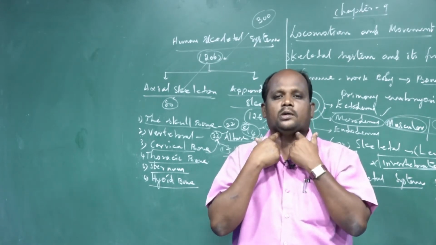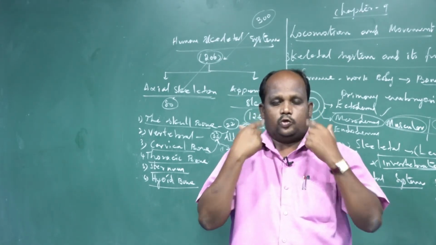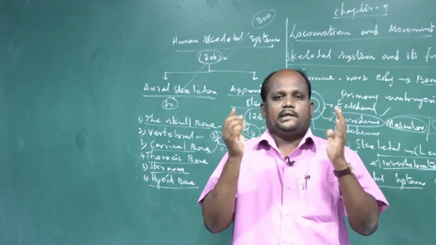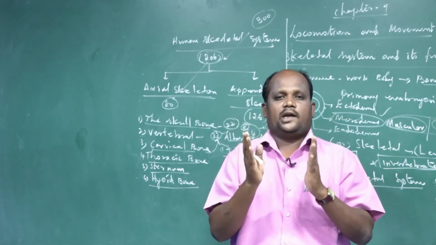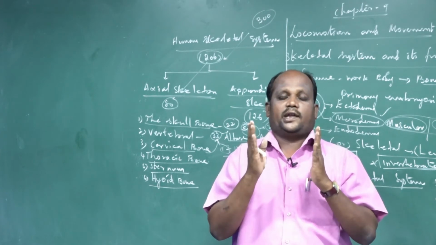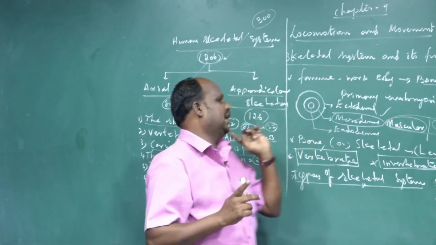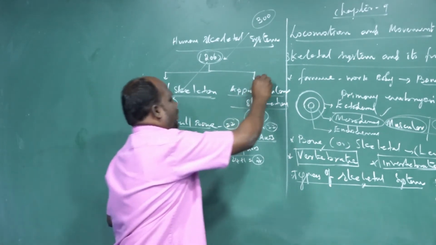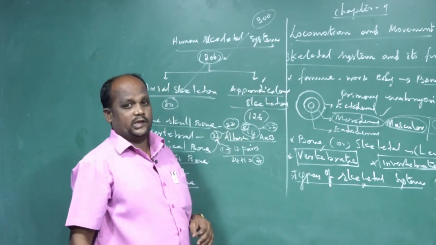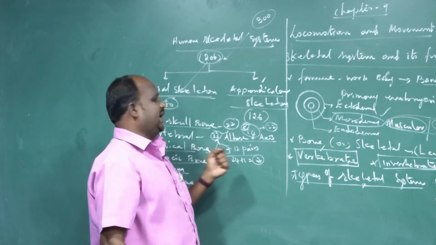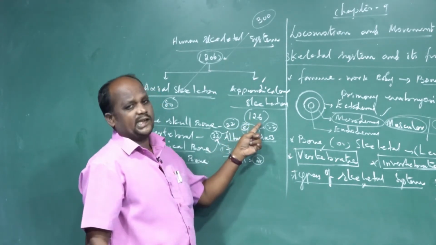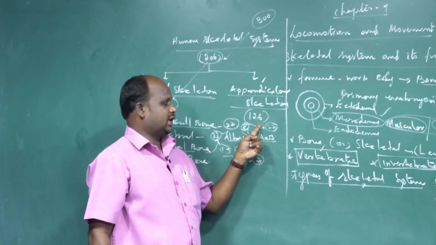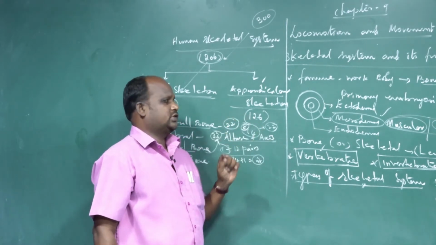So the hyoid bone, skull bones, and thoracic bones are included in what is called the axial skeleton. 80 bones. Okay. And the second one is the appendicular skeleton. What is the name? Appendicular skeleton. The appendicular skeleton, I told you, has 126 bones.